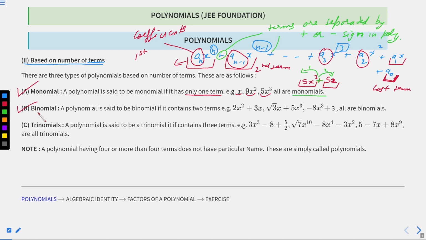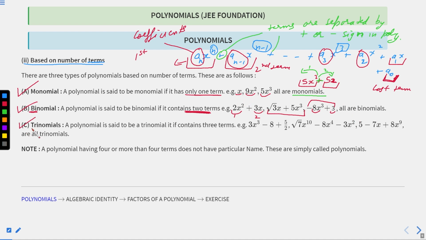In binomial polynomials, bi means 2, so it contains only two terms. For example, 2x square plus 3x, so one term is this, the second term is this. Another example is root 3x plus 5x cube, and another example is minus x cube plus 3. So one term is this, another is this. All are binomials. I hope this is clear.